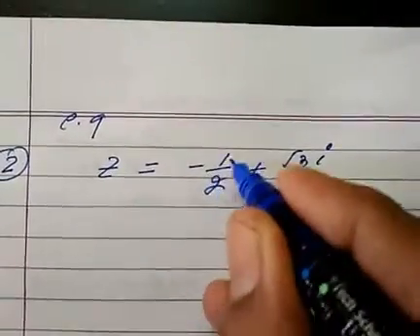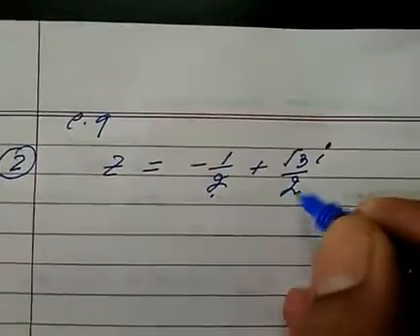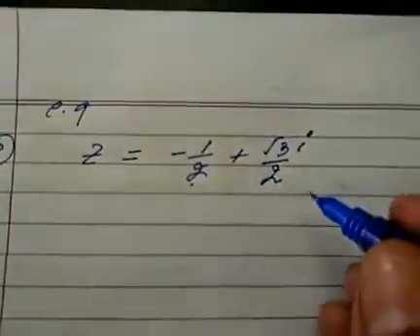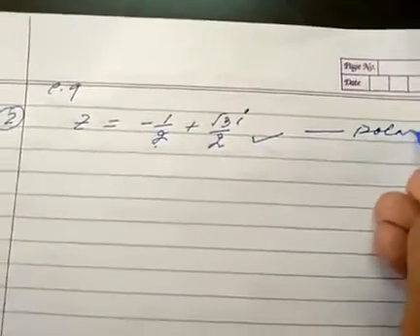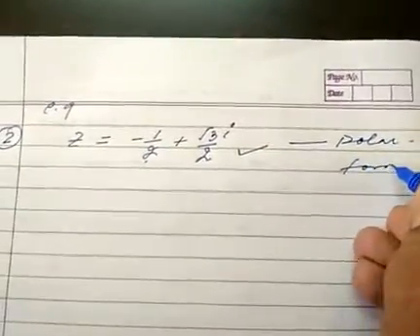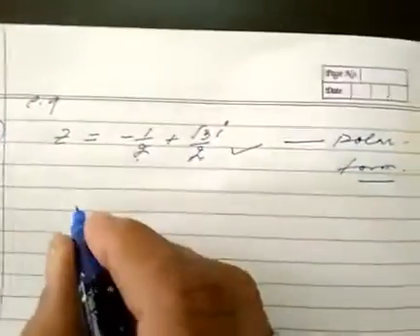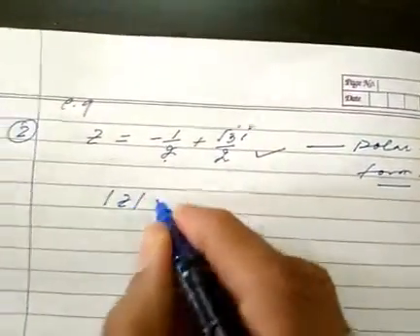This is z is equal to minus 1 by 2 plus root 3 by 2 iota. For this complex we have to write down the polar form. How do we write down the polar form? As earlier we have gone through that, first of all, we'll find the mod of z. How will we find the mod of z?